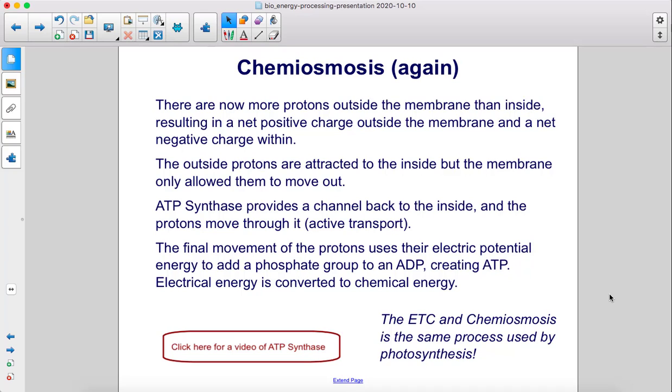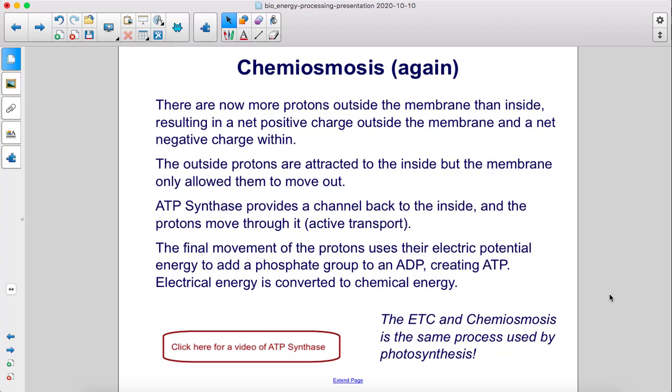The outside protons are attracted to the inside, but the membrane only allowed them to move out. ATP synthase provides a channel back to the inside, and the protons move through it, active transport. The final movement of the protons uses their electric potential energy to add a phosphate group to an ADP, creating ATP. Electrical energy is converted to chemical energy.